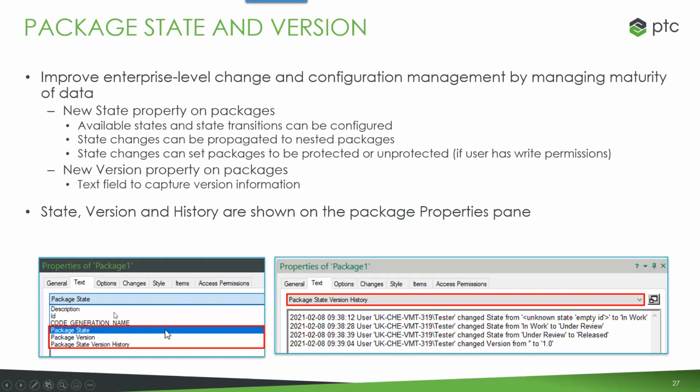So here we can see in the user interface on a package, we have these new properties listed here, and the one at the bottom is the history. So whenever we make any changes to those properties, those changes are tracked in this property. So we've always got an understanding of what changes were made and who made them and when.